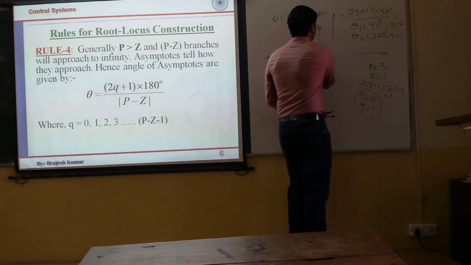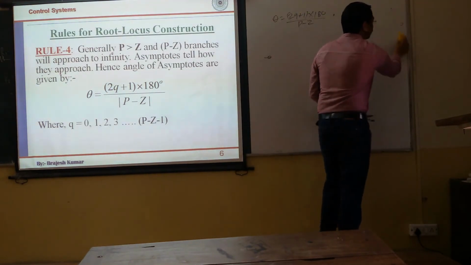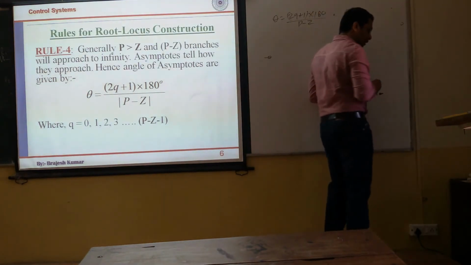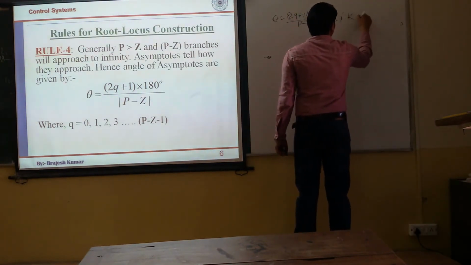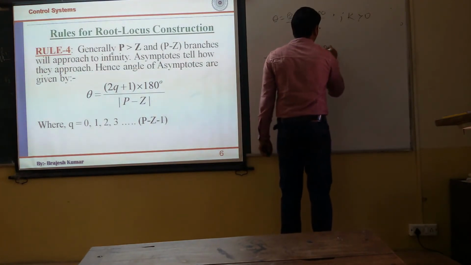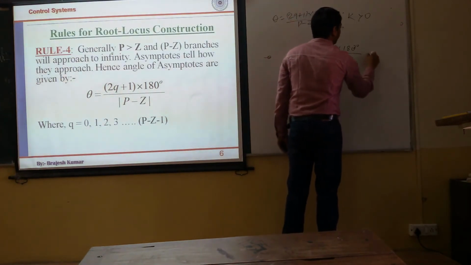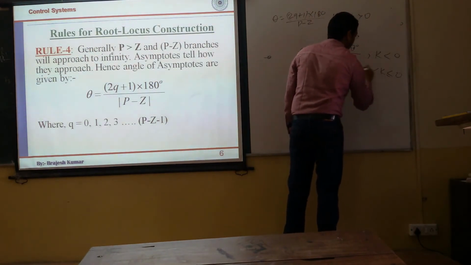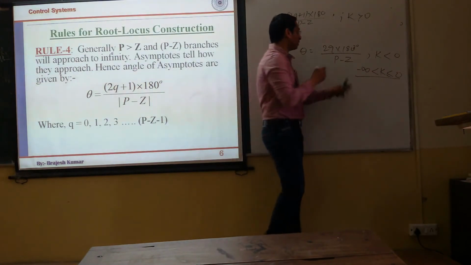Correct? Okay. Now once again, this angle of asymptotes is for positive values of k, meaning it is for direct root locus. And when we talk about the angle of asymptote for inverse root locus, that is for k less than 0, then this angle will become 2q multiplied by 180 degrees divided by P minus Z for inverse root locus, meaning when the value of k goes from 0 to minus infinity. This is for inverse root locus. I am telling this from the computation point of view. Okay?